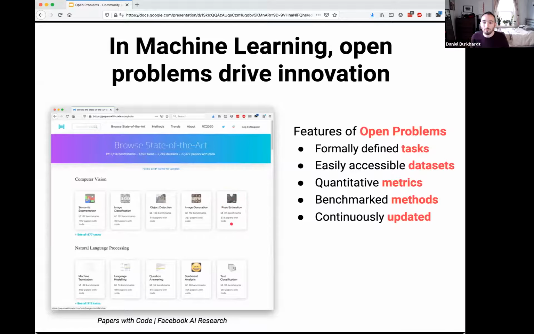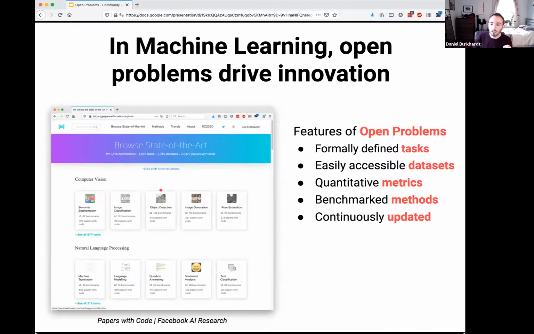What's someone doing? And what we notice is that in machine learning, these kinds of benchmarks have formally defined tasks, computationally, mathematically defined, with easily accessible data sets, quantitative metrics, many benchmark methods, and they're continuously updated. Someone does a new paper. Since we've worked on this, 2 new papers have come out doing this kind of analysis. And so they're continuously updated from one core source.